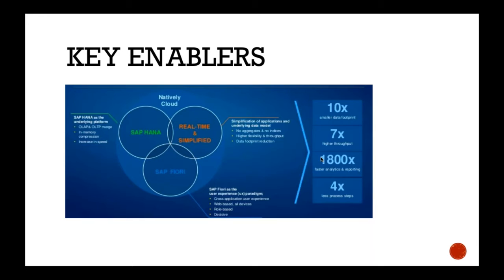10 times smaller data footprint, which means if you are using 1 TB of data, it will come to, let's say, 100 GB of data. 7 times higher throughput. What is throughput? Throughput means output minus input. Now, what is output and what is input? Can you just tell me, simple, why we need SAP or why we need any software for any particular process?